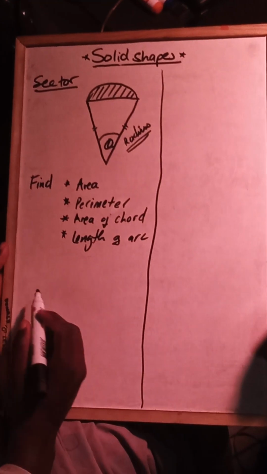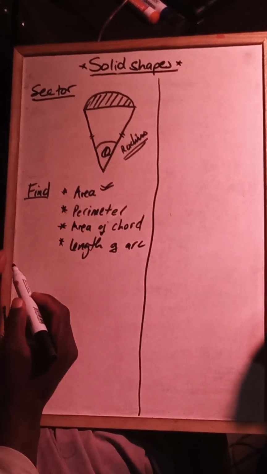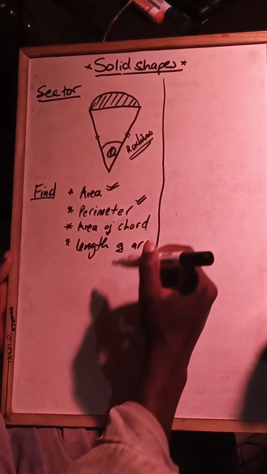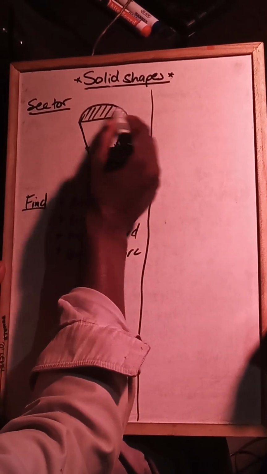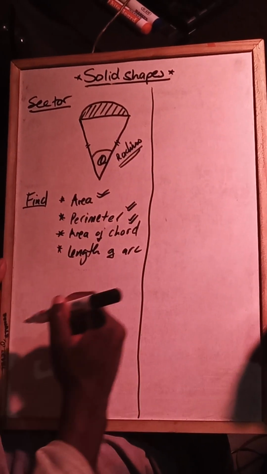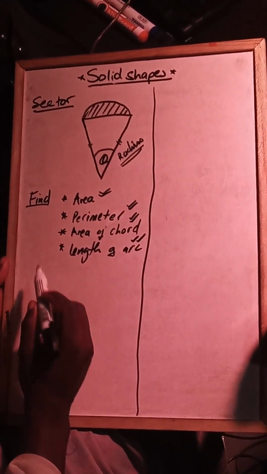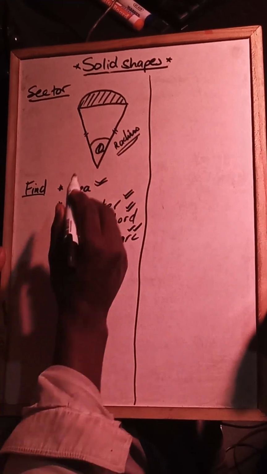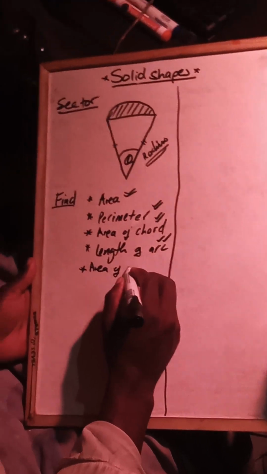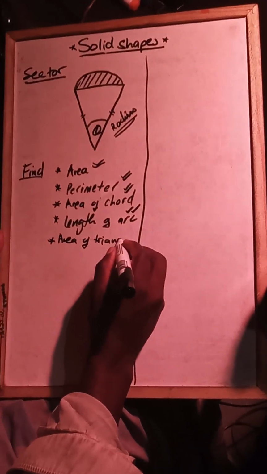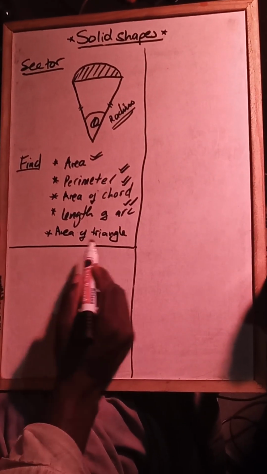So now let us look at this. Here we will be asked to find area. You will be asked to find its perimeter. They can also ask you to find area of the chord, which means the shaded region. You can also be asked to find length of arc. You can also be asked to find area of a triangle.